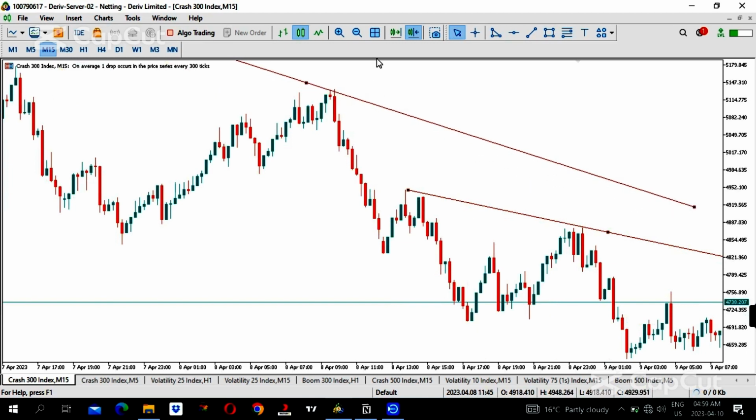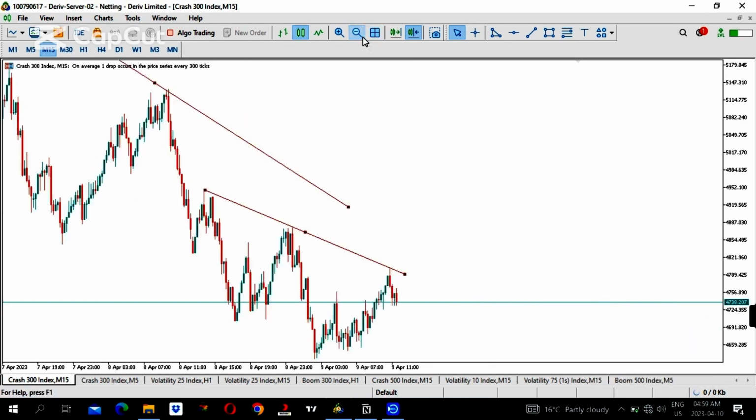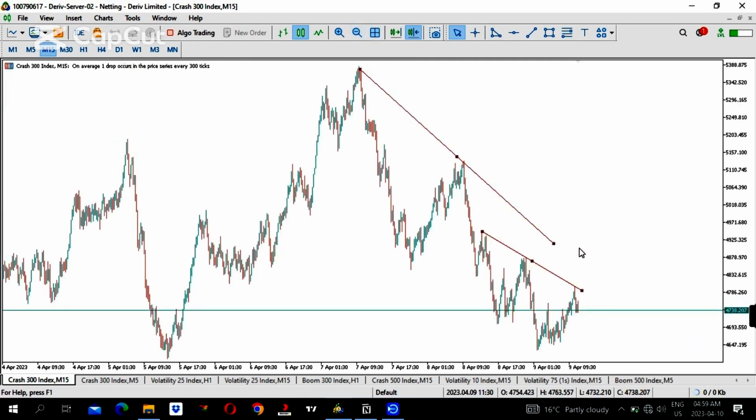And let me zoom out my chart so that it's visible. Each and every trend line that you draw doesn't mean it has to be touched each and every time. Let's take for example over here. You have to be patient enough to wait for that touch. You just don't enter because it's not reaching your trend line, so you have to be patient.